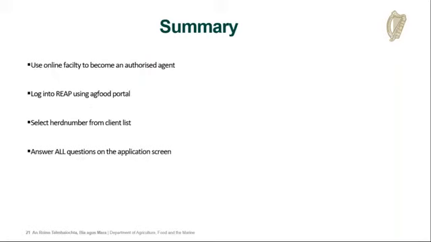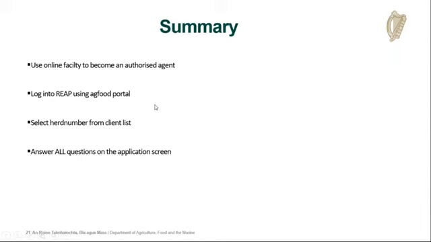So in summary then, the first thing you do is you use the online facility to become an authorized agent. The online facility is the quickest way to do it. There is a paper form to fill out, but I'd encourage you to use the online facility because you'll get your agents on your screen much quicker if you do it that way.